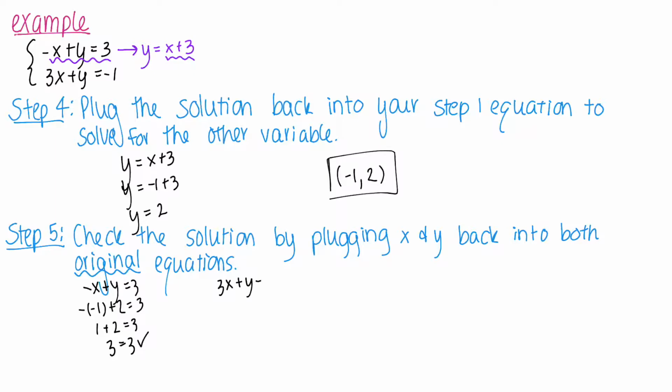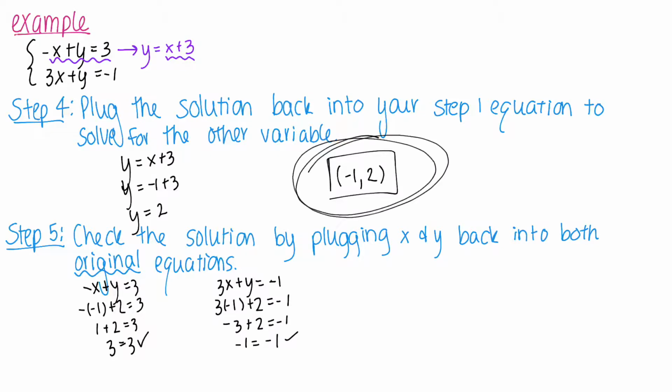3x plus y equals -1. So 3 times -1 plus 2 is equal to -1. -3 plus 2 is equal to -1. Yep, that works too. So we can feel good about our answer, and this guy right here is our answer.